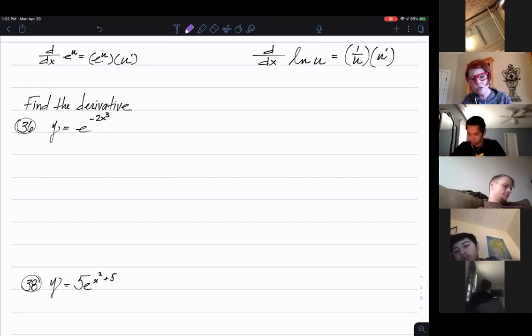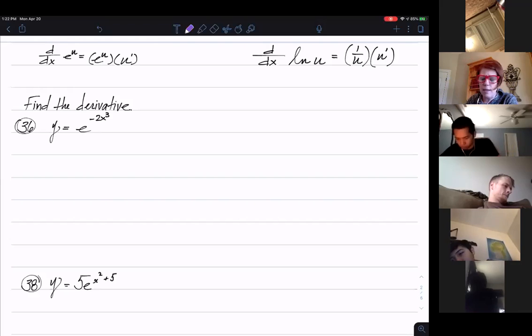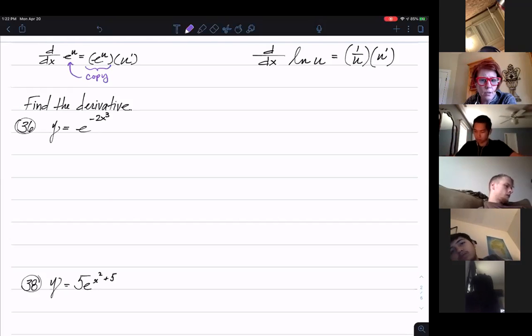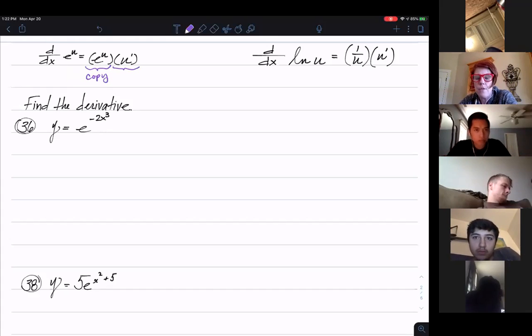Now, in English, the way that I like to look at number 10 is that this piece here is a copy of the original. Notice it's identical to what you had over there. So the way that I like to say it is: just copy what you've got first, and then this piece is going to be the derivative of the power. So it's a copy times the derivative of the power. That's kind of the English version that I use, and it makes a little more sense to me.